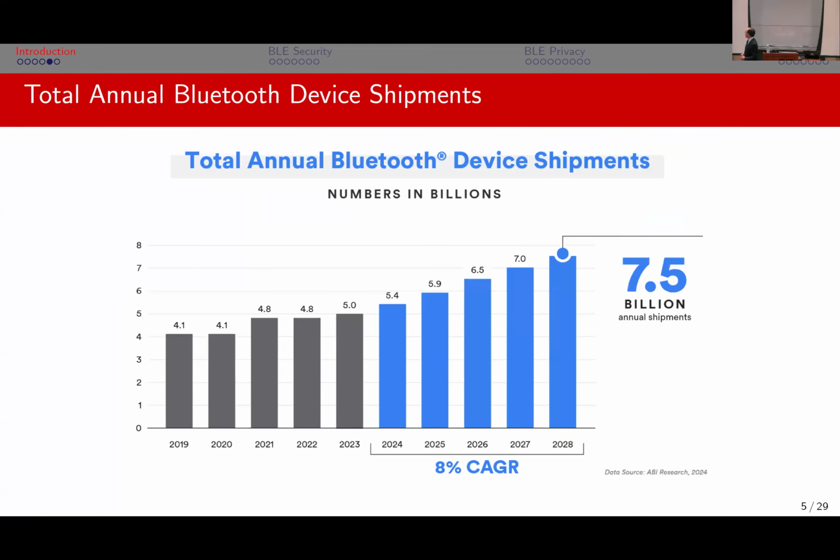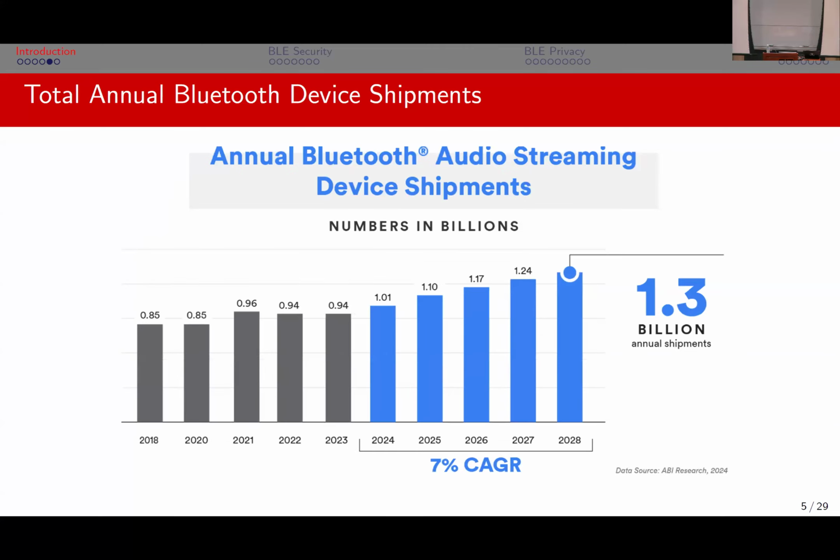Some statistics on annual shipments: in 2024, about 5.4 billion Bluetooth devices were shipped, and the projection is about 8% growth per year. Among those 5 billion devices, 1 billion are the ones we often use in earbuds, that is, Bluetooth Classic. This gives you some perspective: a huge number of such devices are produced annually.